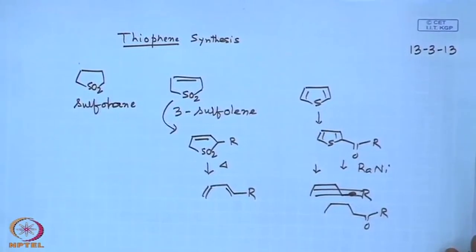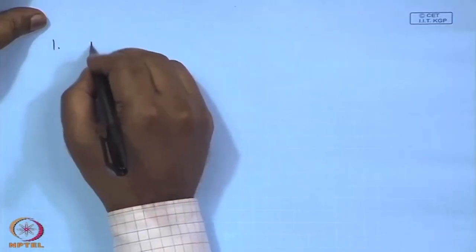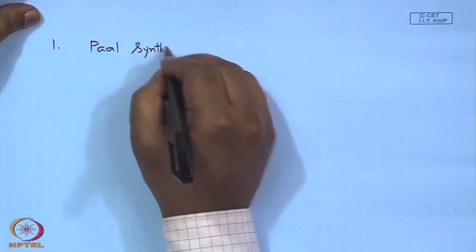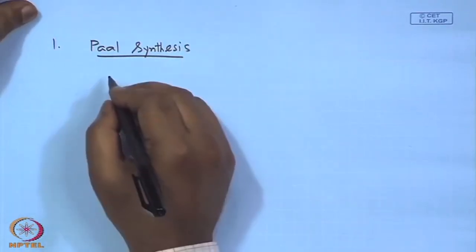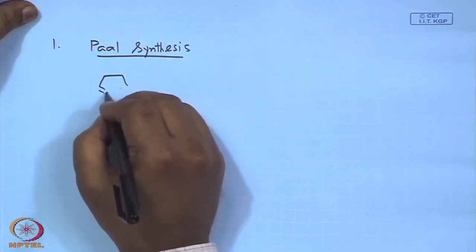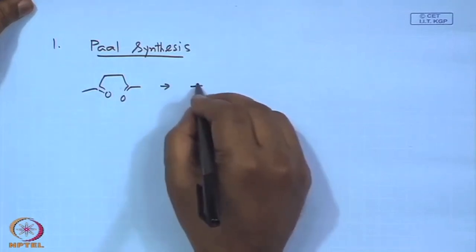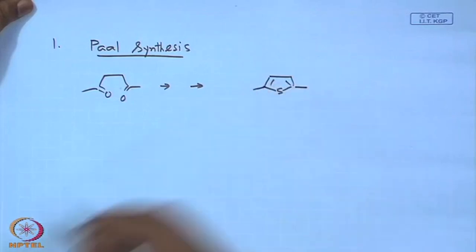Okay. So, today what we do, we will take up different synthetic methods, normally based on the starting materials. The first one is known as the Paal synthesis, Paal-Knorr kind of thing, Paal synthesis. So, the name tells you what the starting material should be, right. The starting material should be a 1,4-diketone. And then with the reagent, that would give you in one step the corresponding thiophene.